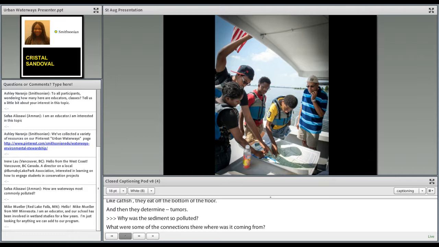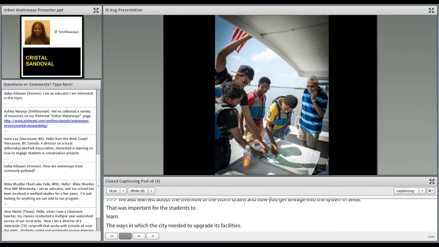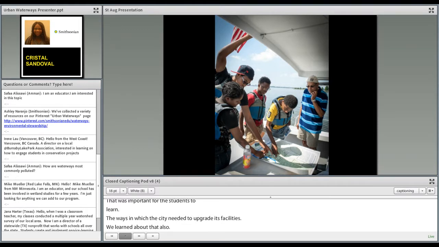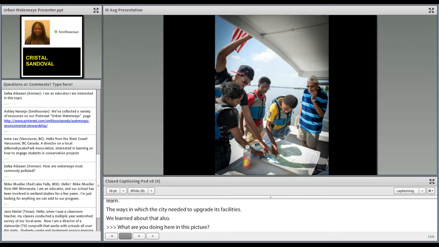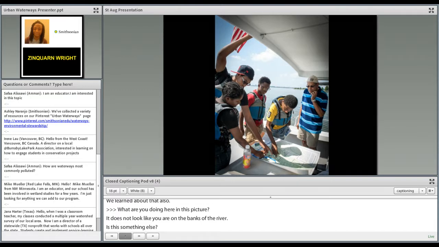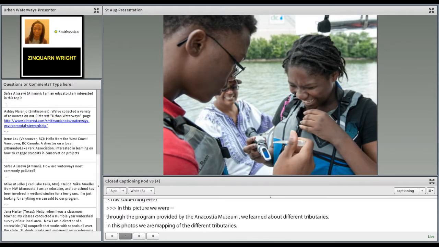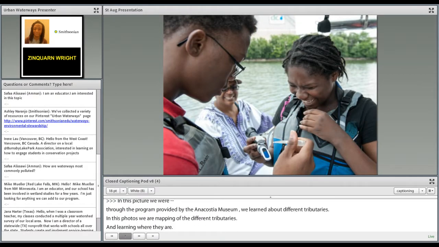What are you doing here in this picture? Because it doesn't look like you're on the banks of the river taking water samples. Is this something else? Well, in this picture, through the program provided by the Anacostia Community Museum, we learned about different tributaries, and in this photo, we're just mapping out the different tributaries and learning where they are. Okay. Excellent. So it looks like then, as you were doing the mapping, you were also taking some samples along the way.